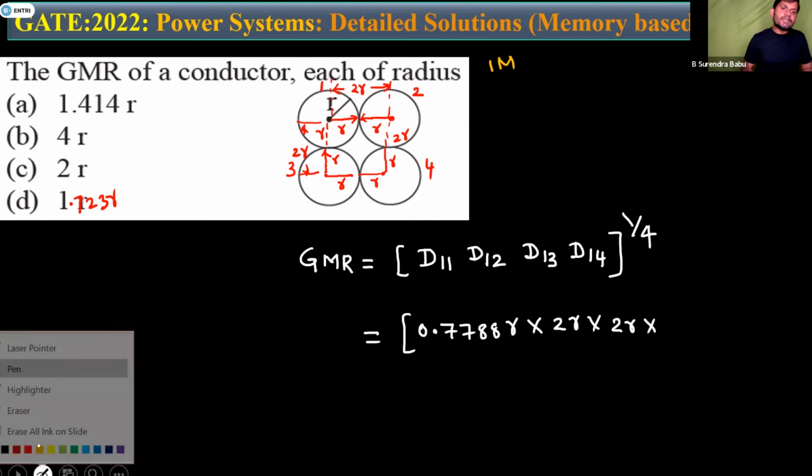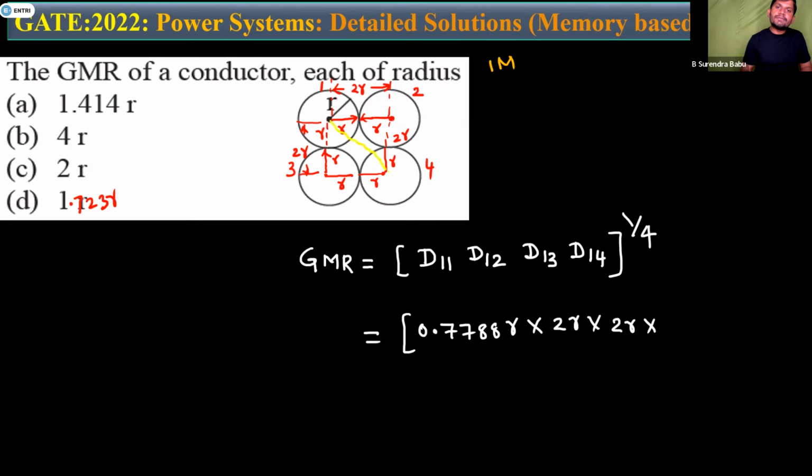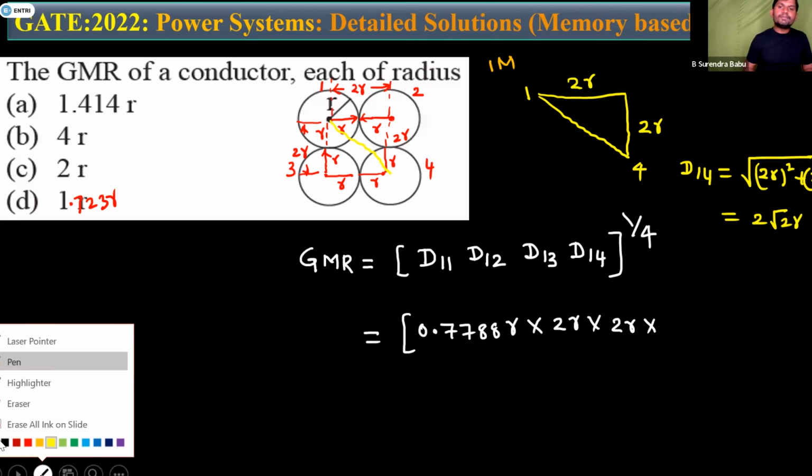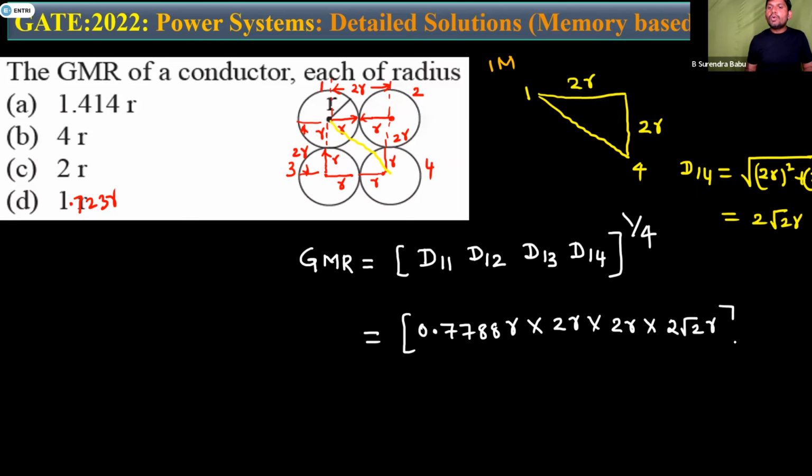What is D14? I want this distance. It's very simple. D14 means this is 2R and this is also 2R, and I want this distance. This is 1 and this is 4. What is D14, friends? Square root of 2R whole square plus 2R whole square. Then how much can you get? 2 root 2 R. I am writing 2 root 2 R whole to the power of 1 by 4. Is it clear? Then you simplify this one.